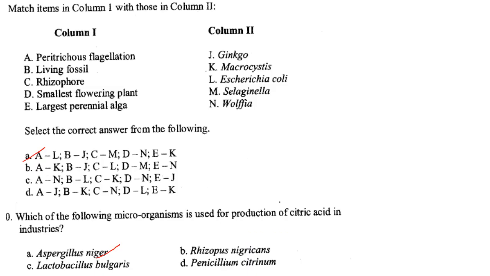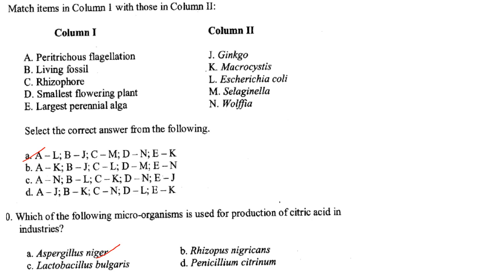Match the items in column 1 with those in column 2. Peritrichous flagellation. So that is by Escherichia coli. So A, L. A will be the answer. Only A, L is given only for option A. Okay, we will see the others. Then living fossil. Living fossil is ginkgo. Rhizophore is Selaginella. Smallest flowering plant is Wolffia, and largest perennial alga is Macrocystis. So answer is option A. A, L, B, J, C, M, D, N, E, K.